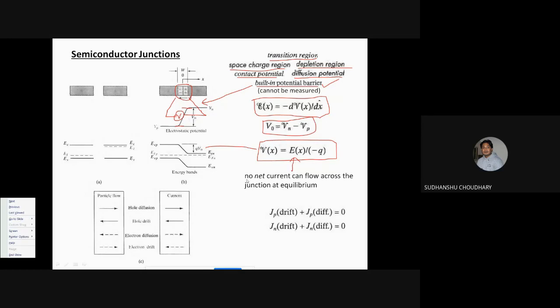No net current can flow across the junction at equilibrium, because drift and diffusion balance each other. The contribution of current due to drift of holes and due to diffusion of holes is equal to 0. Similarly, the current due to drift of electrons and the current due to diffusion of electrons is also equal to 0, because there is no net carrier movement.